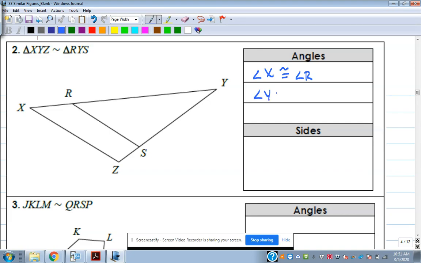Angle Y is congruent to angle itself, so we get a reflexive thing. So when we think about going toward proofs tomorrow, it's in everything we do. Angle Z is congruent to angle S.